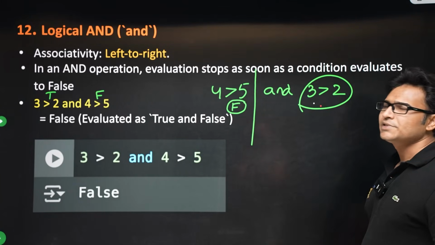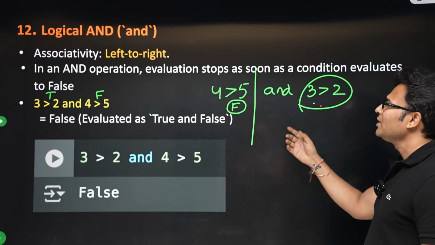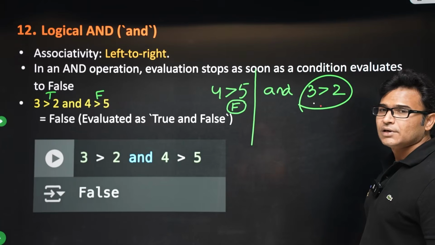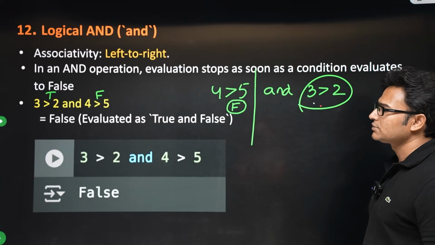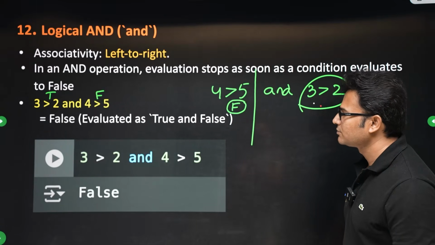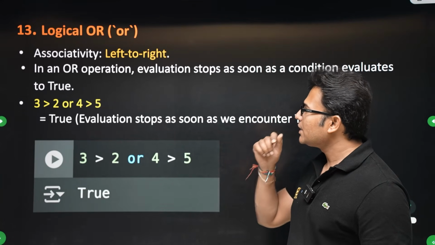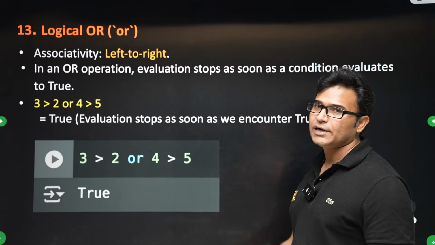This is just common sense. Why? Because for AND, if you get a false, why do you worry about other things? The ultimate answer will be false. It is common sense thing, right? Okay. Now coming to OR, it behaves a little bit differently, right?